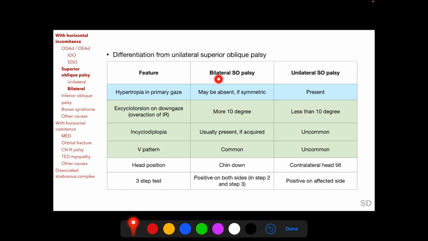Patients with bilateral superior oblique palsy usually take up a chin down position, whereas patients with unilateral superior oblique palsy usually take up a contralateral head tilt position. And the 3-step test will be positive on both the sides in bilateral superior oblique palsy, but will be positive on the affected side only in unilateral superior oblique palsy.